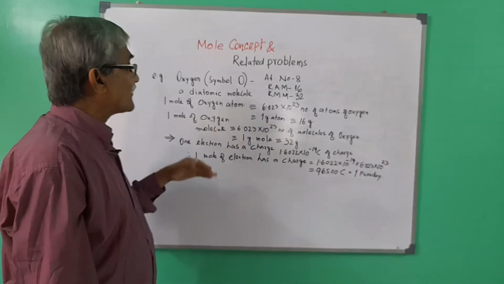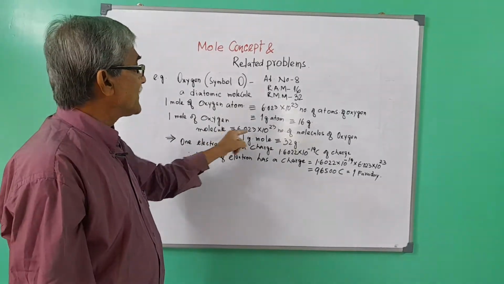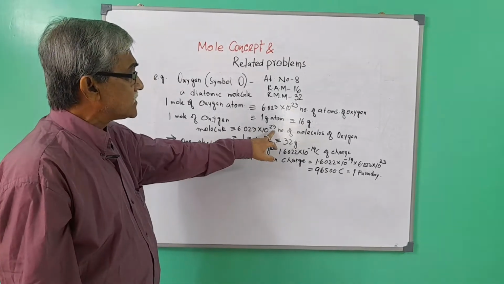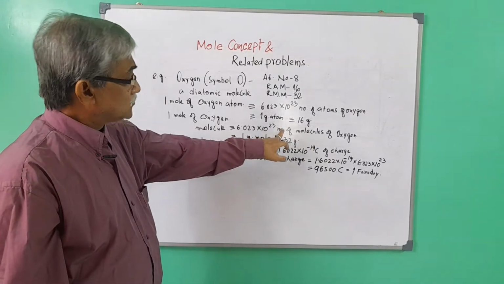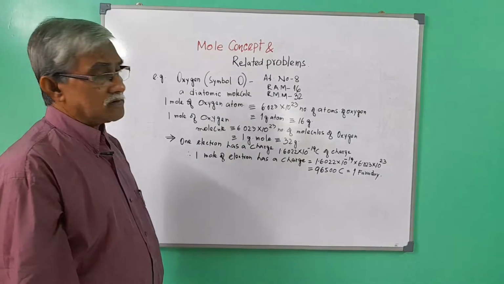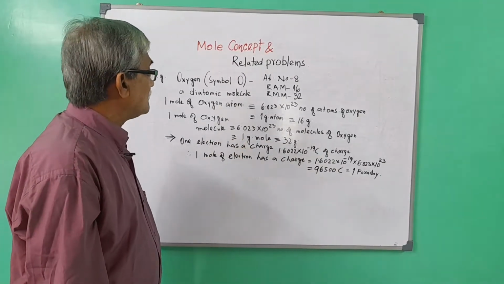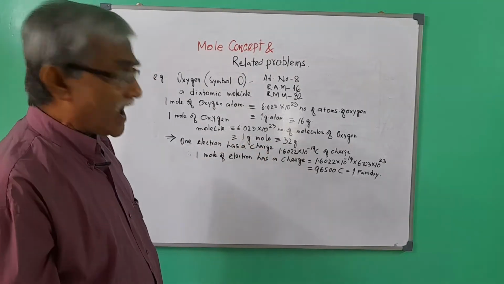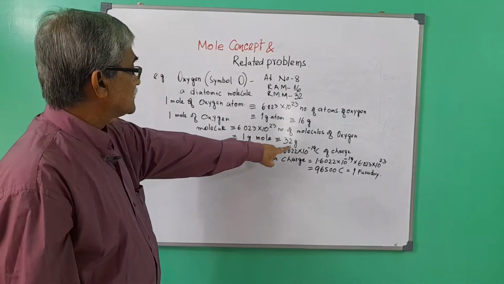Likewise, 1 mole of oxygen molecules equals 6.023 into 10 to the power 23 molecules of oxygen, that is equivalent to 1 gram mole, or we call it 1 gram molecular mass, and that is equivalent to 32 gram.